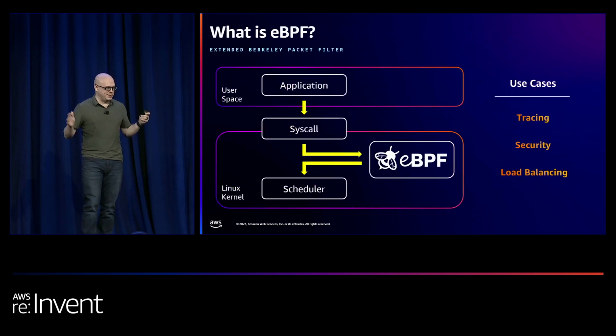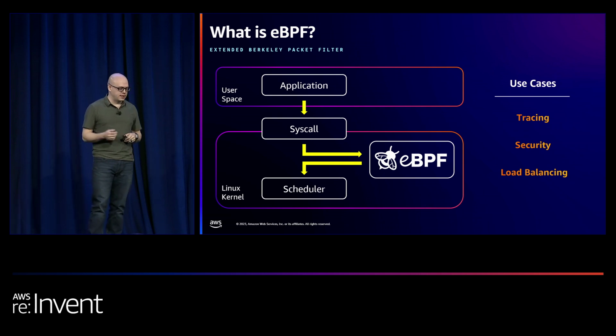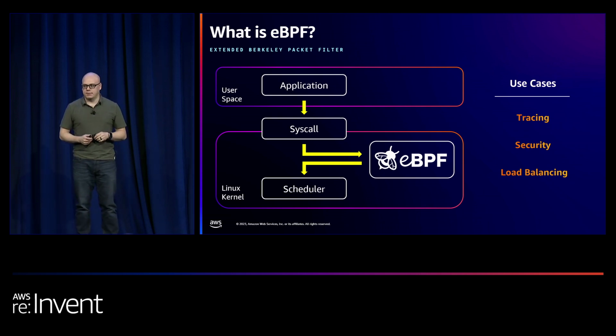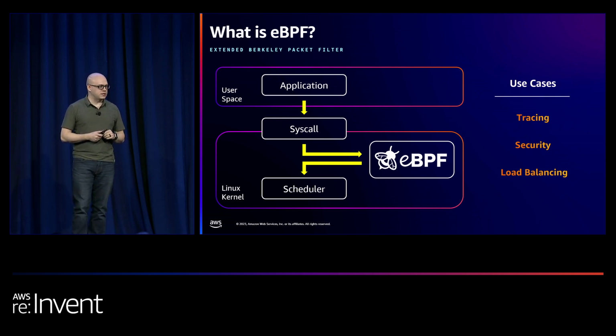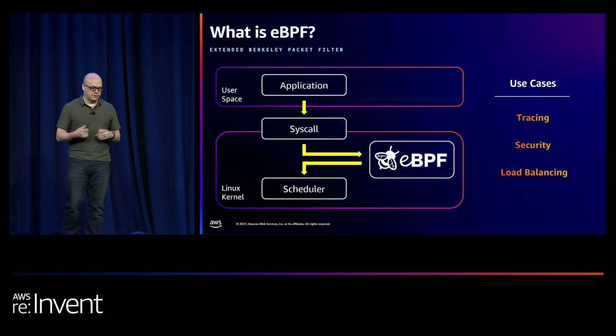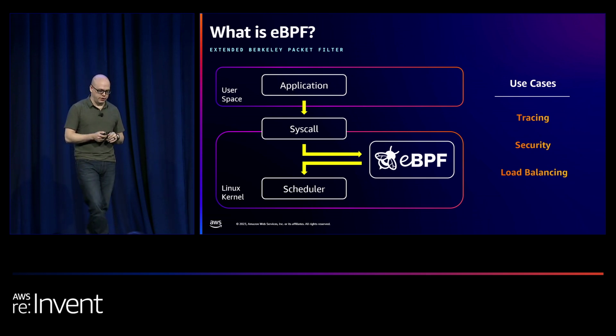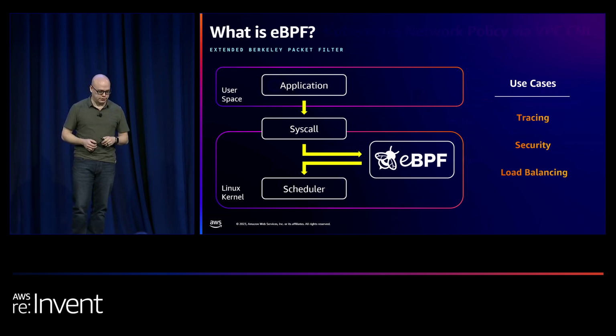So what is eBPF if you're not familiar with it? eBPF is the extended Berkeley Packet Filter. It's an engine inside the Linux kernel that intercepts syscalls as they get called from user space. And it's commonly used for things like tracing, security, and load balancing. So this is the exact case we're using it for: security. It's a way to intercept calls without having to recompile the kernel or run custom kernel modules.